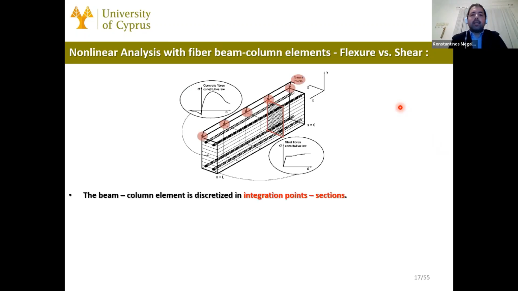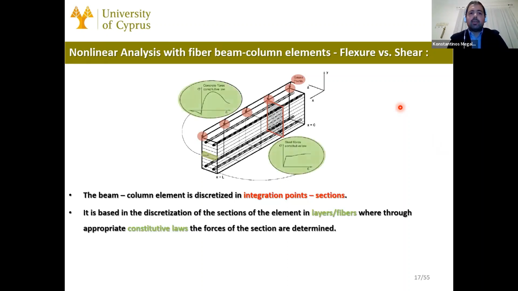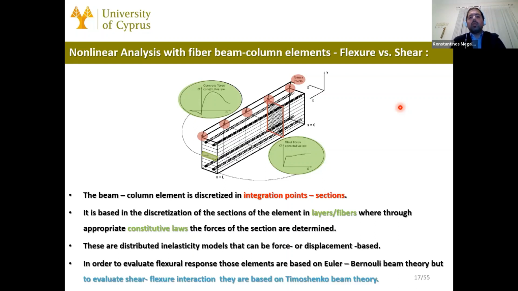The beam column element is discretized in integration points, sections. You already know this. It is based on the discretization of the sections in layers or fibers, where through appropriate constitutive laws, the forces of the section are determined. They are distributed in elasticity models that can be force or displacement based. I'm going to show you the case of the force-based element. And for flexural response, they are based on Euler-Bernoulli beam theory, and to evaluate shear flexure interaction, they are based on Timoshenko beam theory.